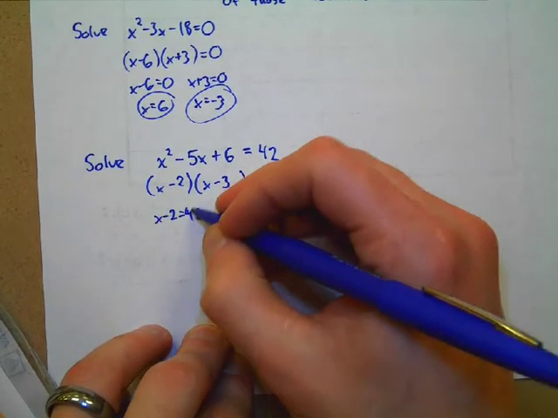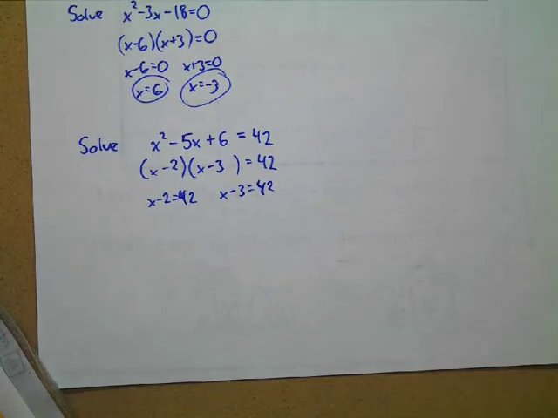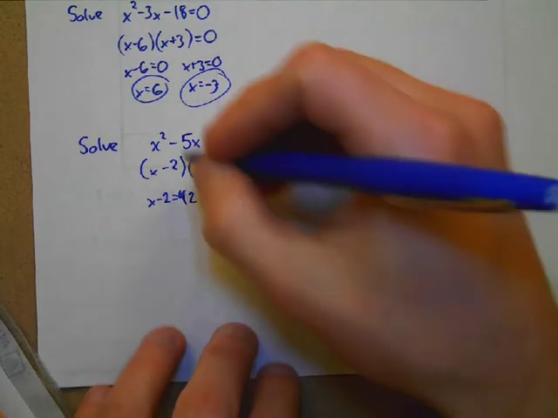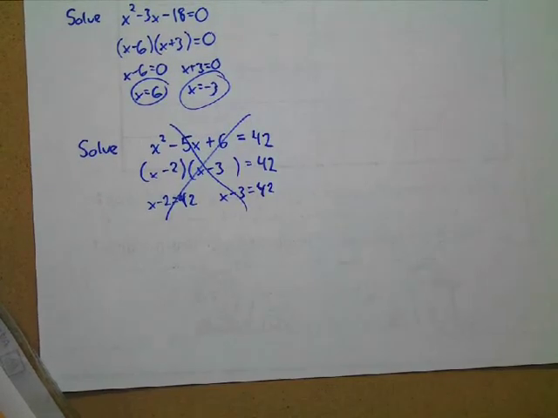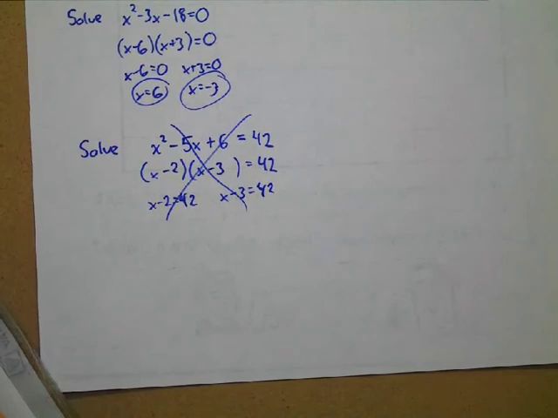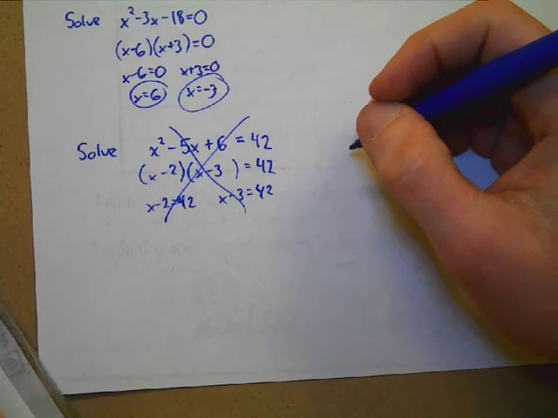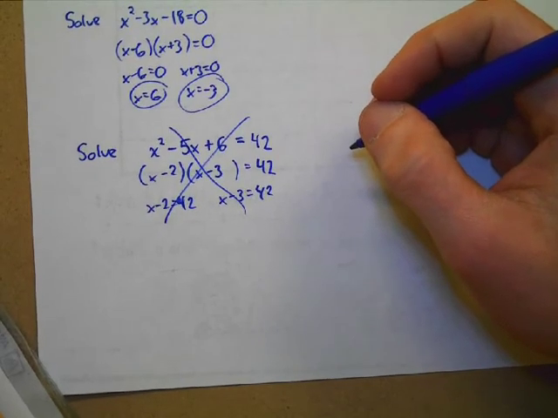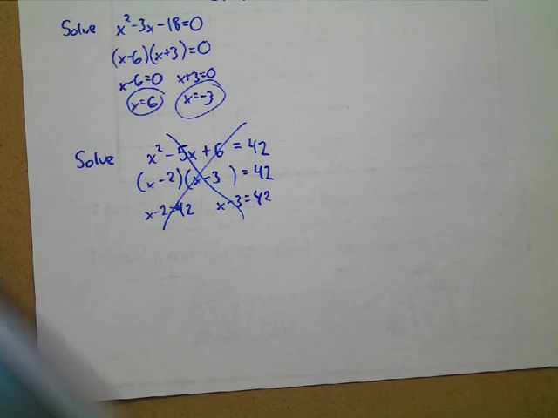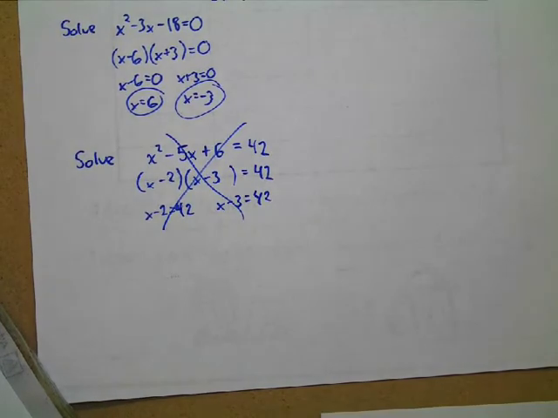Right? No. I know, I am. Okay, this is wrong. What did I do wrong? Everything. The numbers have to multiply. The product of x minus 2 and x minus 3 has to equal 42, so only one of them should equal 42.